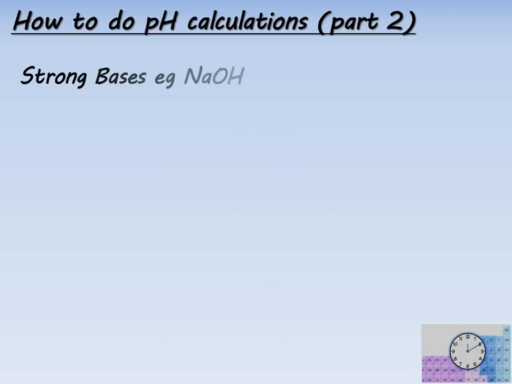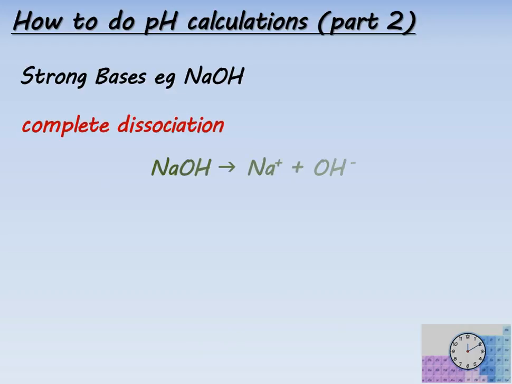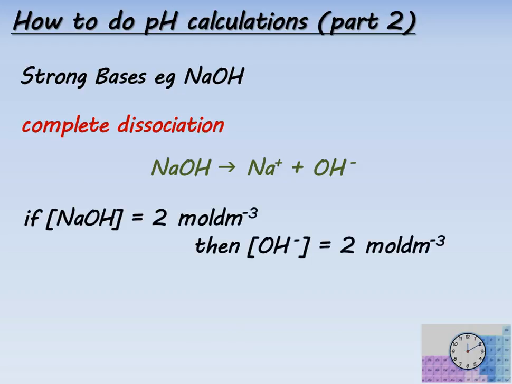So let's look at a worked example. Let's take sodium hydroxide. Of course, it's a strong base, so it dissociates completely when in solution. And so we can say if the concentration of sodium hydroxide is 2 moles per dm cubed, then the concentration of the hydroxide ion is also 2 moles per dm cubed.